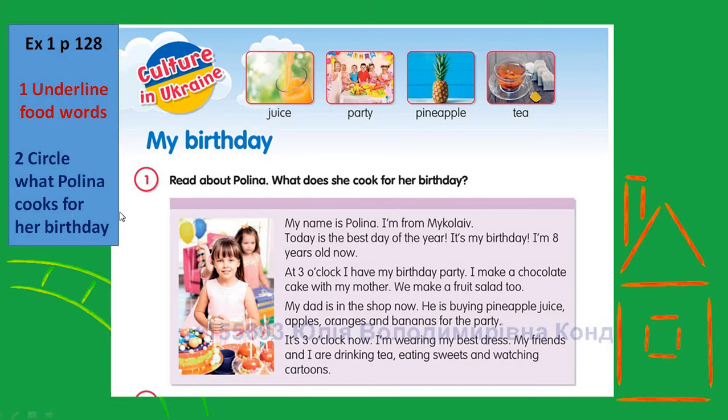So, now your task is look through this text and underline food words using red pencil. Переглянь текст і підкресли червоним олівцем слова, пов'язані з їжею. If you need, you can pause our video. Якщо тобі потрібно, ти можеш зупиняти відео для виконання цього завдання.